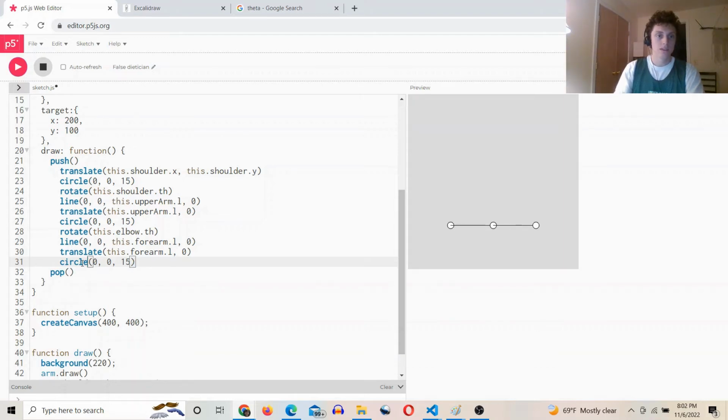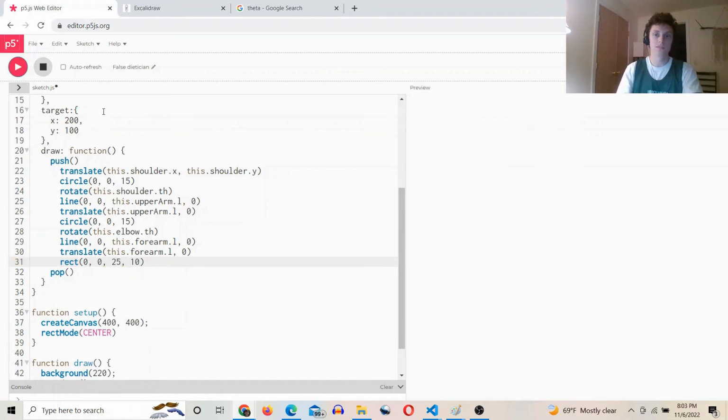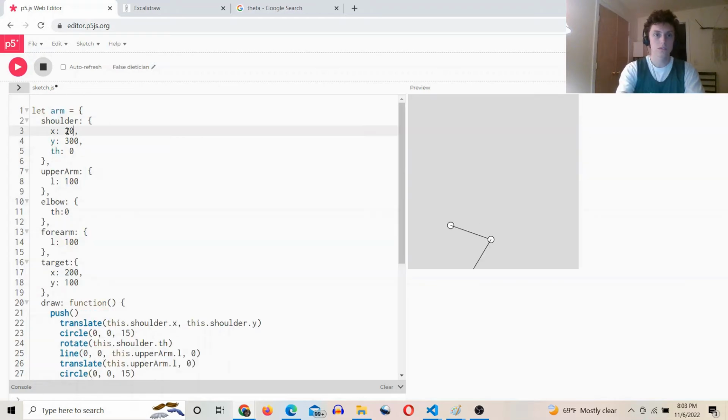Cool. Maybe we could even do a rectangle. And we'll make sure we have rect mode as center. We'll draw a rectangle 15. Oh, and x direction, so like 25, 10 maybe. Cool. Make that 200 so it's more in the center.